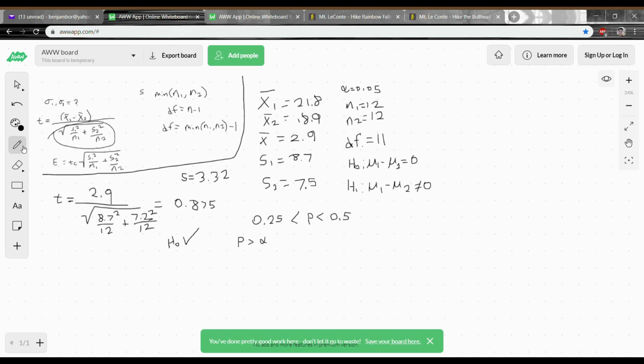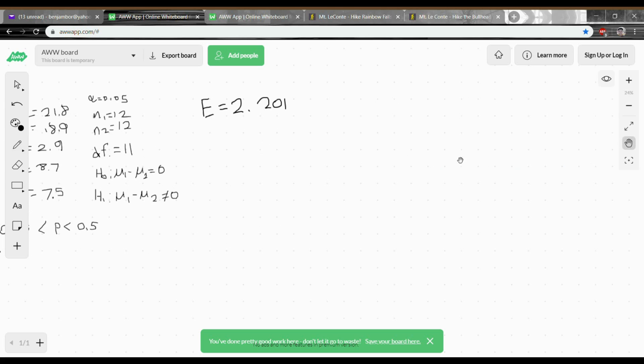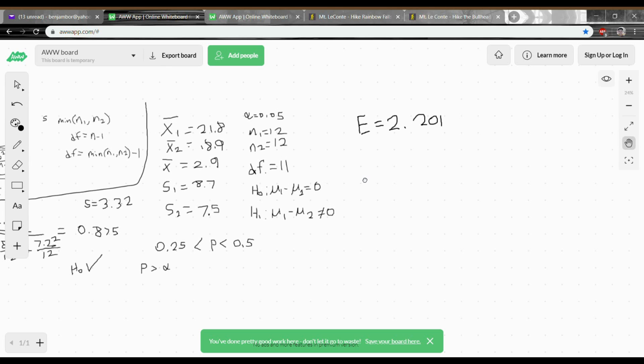So we'll go back to our example and we'll calculate our margin of error. That's going to be equal to that T value of 2.201 multiplied by the S that we calculated, which was 3.32. So our margin of error is going to equal 7.3.